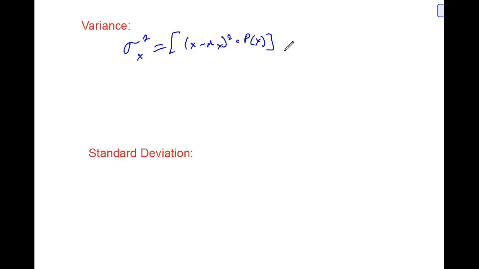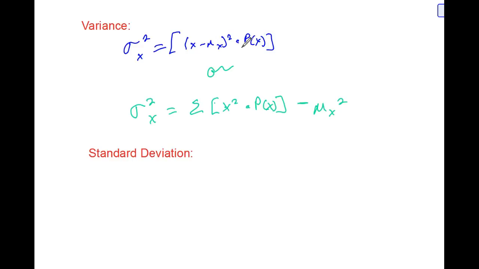There is a second formula that we can use. Sigma squared sub x is equal to the sum of each x value squared times its probability. We add all of those up, and then at the end we subtract out the mean squared. Either one of these will work. This one we just have to remember to subtract out the mean squared.